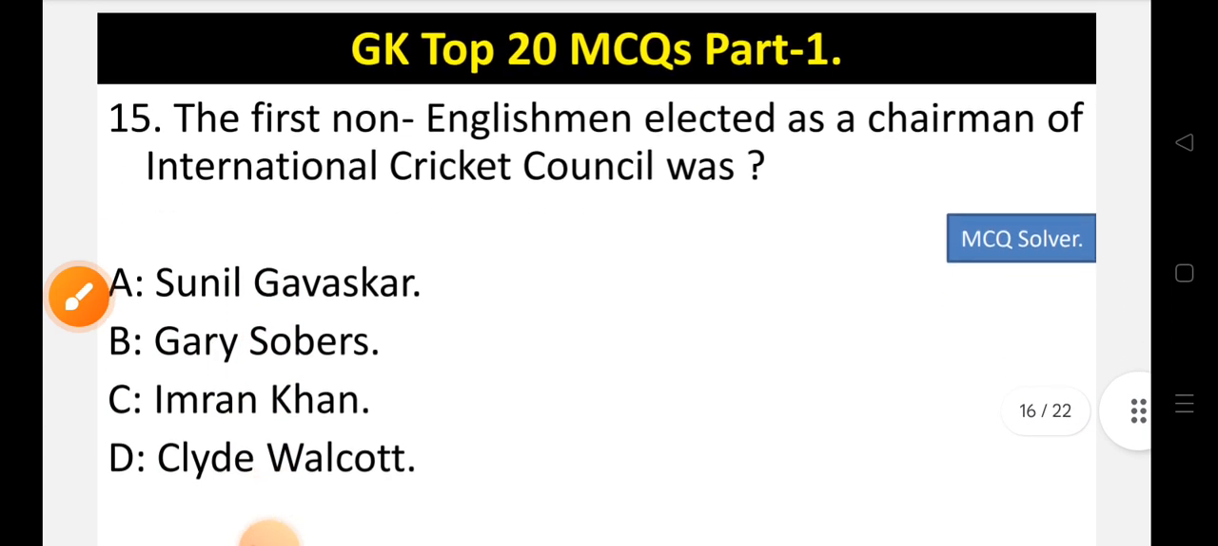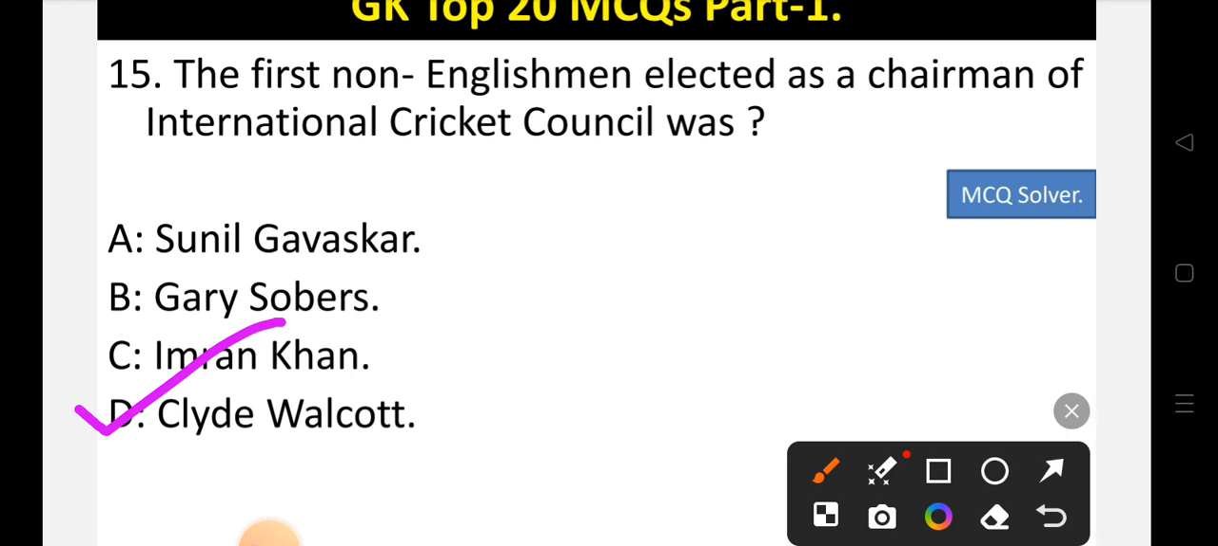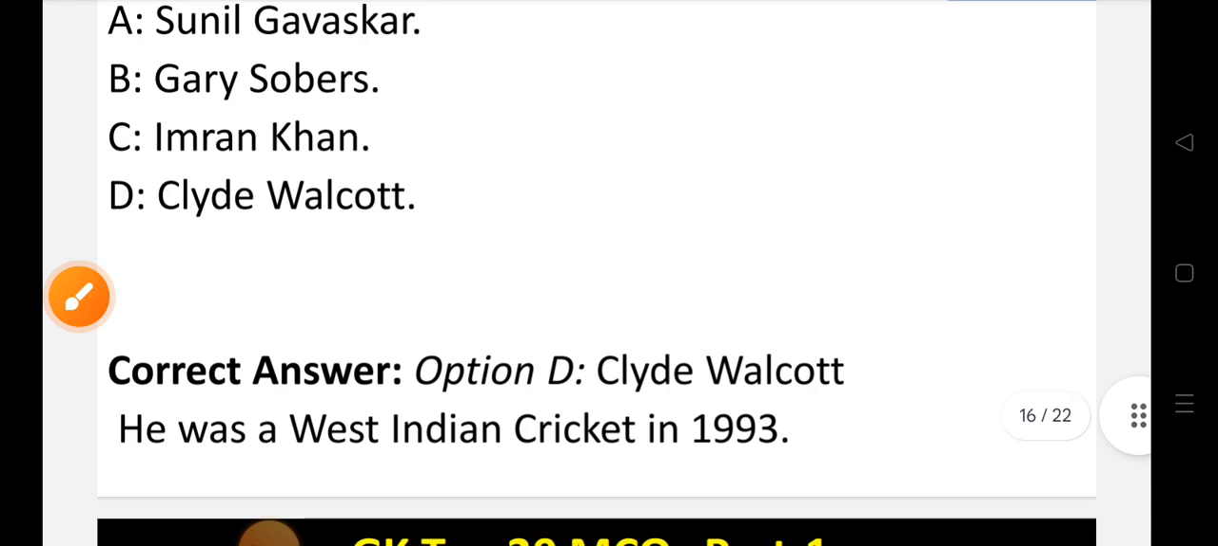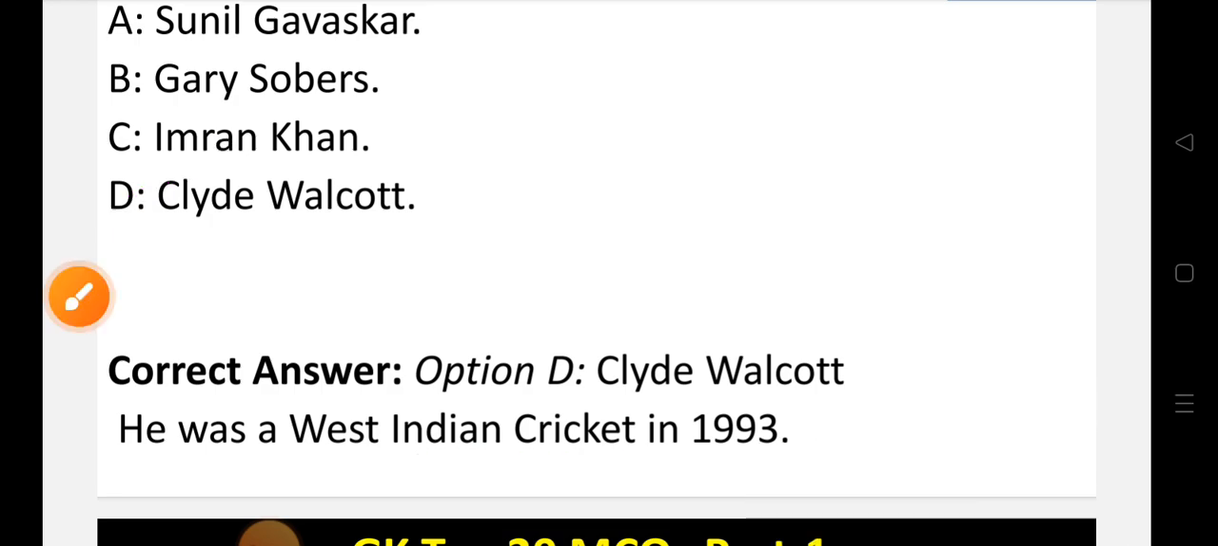Now let's move to question number 15. The first non-Englishman elected as a chairman of International Cricket Council was, so the correct option is option number D, that is Clyde Walcott. So D is the correct option. Sir Clyde Walcott was the famous cricketer, and he was from West Indies, and he was selected as the chairman of International Cricket Council in the year 1993. So D is the correct option.